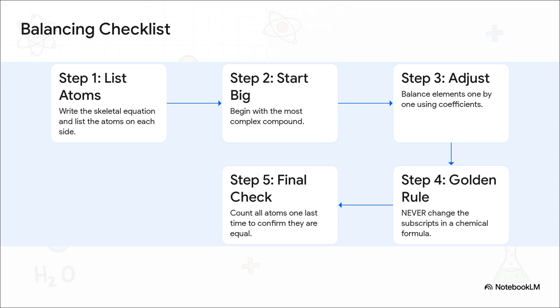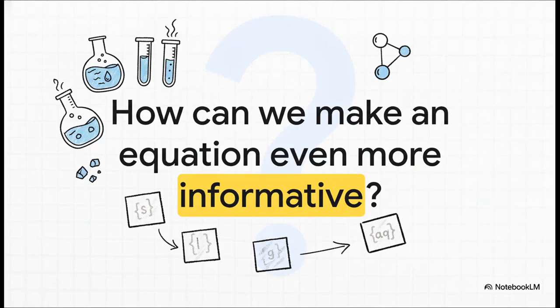And step 4, the most important rule again, never change the chemical formula, the small subscript numbers. And finally, step 5. Once you think you're done, always do a final check to make sure the atoms of every single element are equal on both sides. If you follow these 5 steps, you'll be able to solve any of these balancing puzzles. So there you have it. You now know the secret to balancing chemical equations.